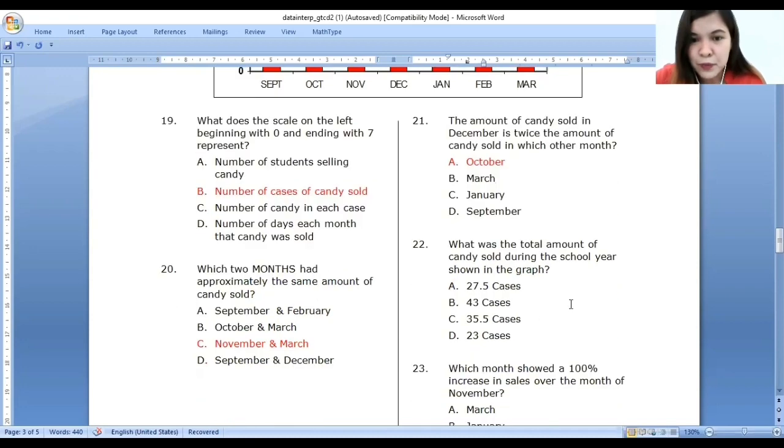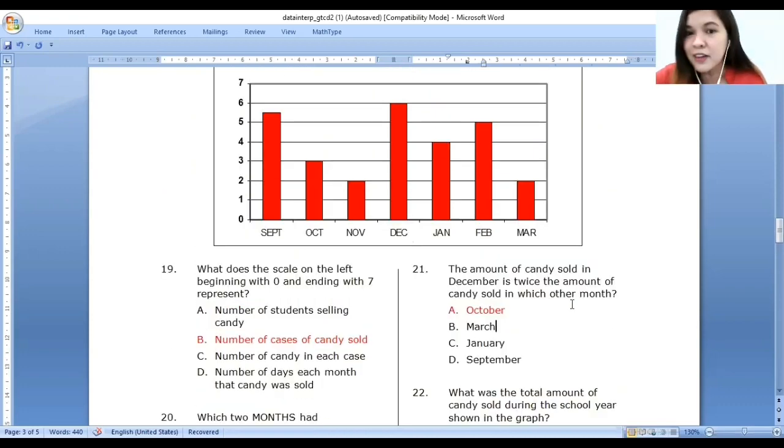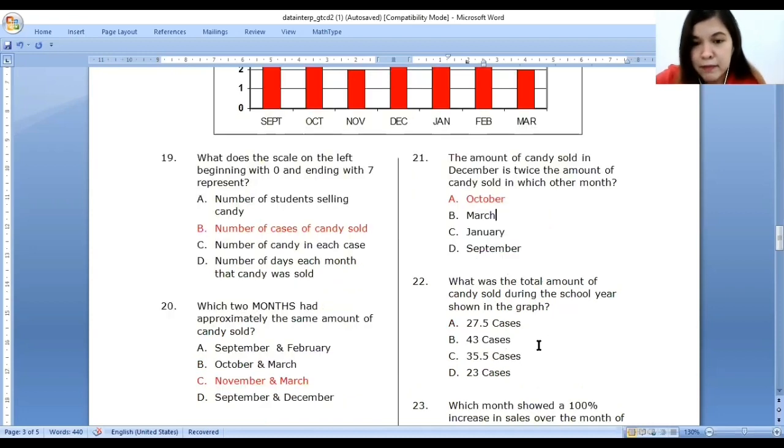Okay? 22. What was the total amount of candy sold during the school year shown in the graph? We will just add all together from September to March. So, pag September is 5.5, so lagay mo 5.5 plus yung October, kung makikita nyo naman sa bar graph, ano siya sa 3. And then, yung November 2. Then, December, yung line niya, nag-end sa 6. Then, January is 4. Then, February, 5. And March is 2. So, the answer when we add all together is 27.5 cases. So, answer is letter A.